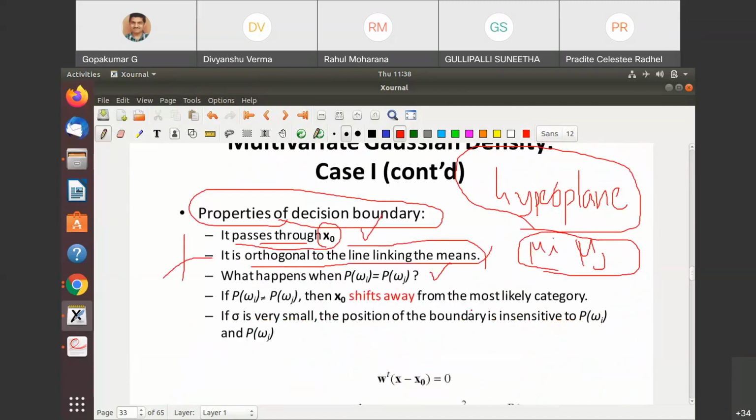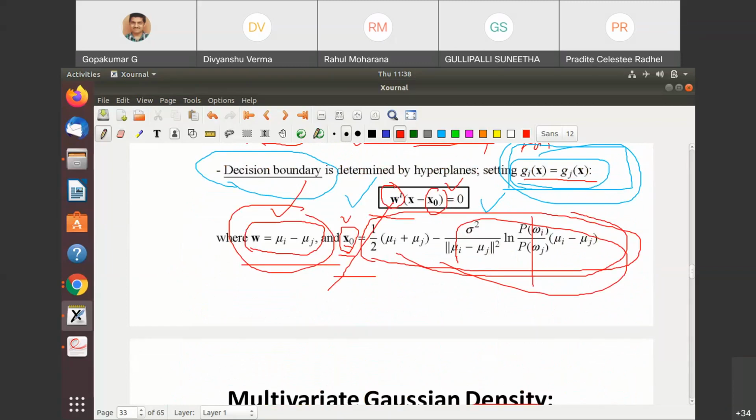And suppose the prior probabilities are different.